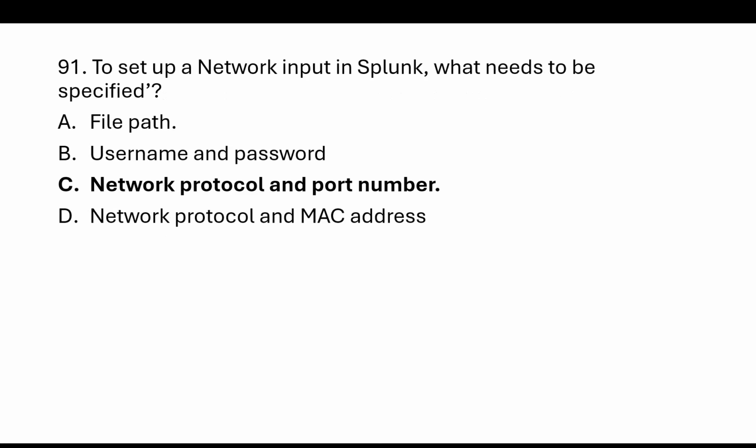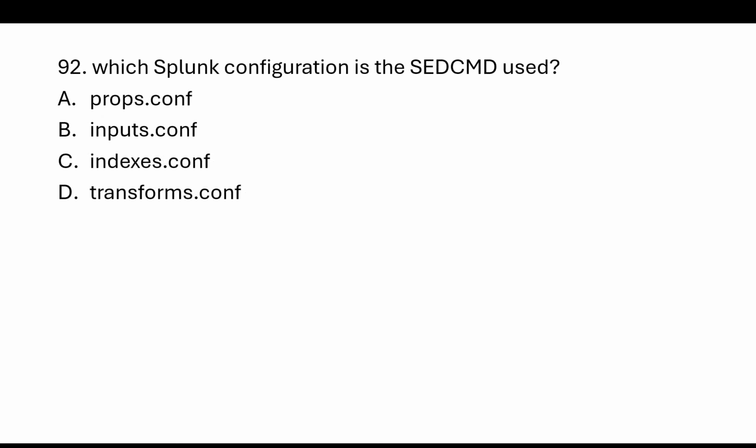Question number 91, to set up a network input in Splunk, what needs to be specified? Option A, file path; option B, username and password; option C, network protocol and port number; option D, network protocol and MAC address, and the answer is network protocol and port number. Question number 92, in which Splunk configuration is the SET CMD used? Option A, props.conf; option B, inputs.conf; option C, indexes.conf; option D, transform.conf, and the answer is option A, props.conf.